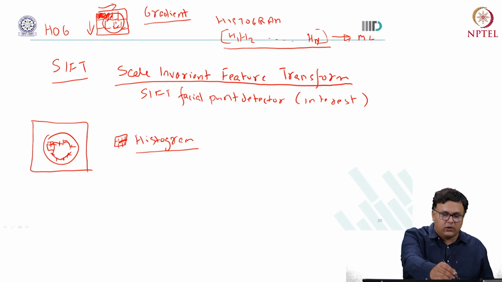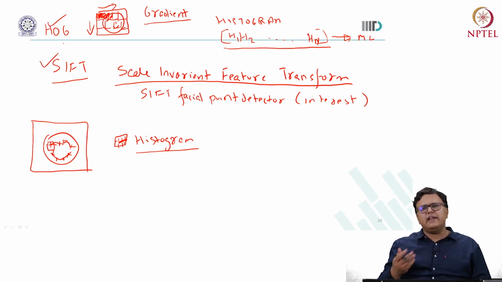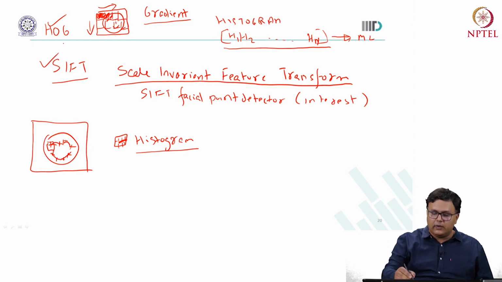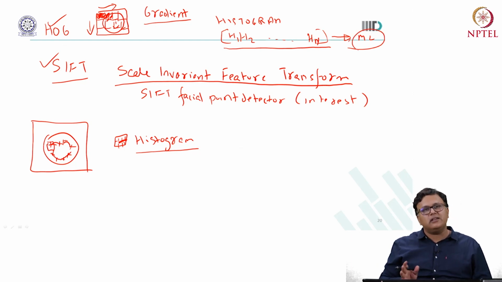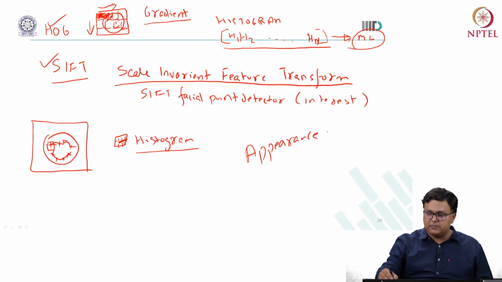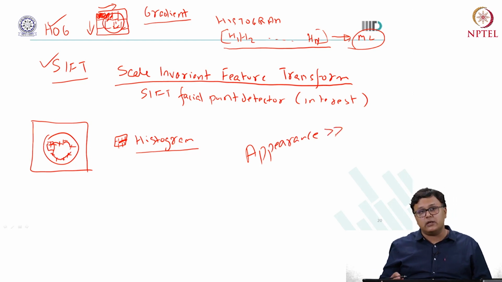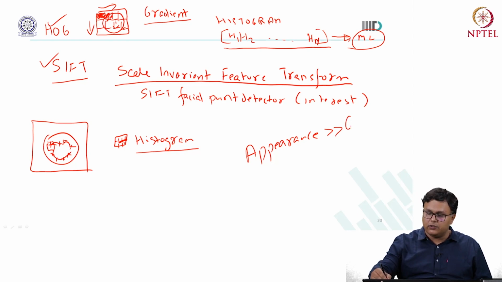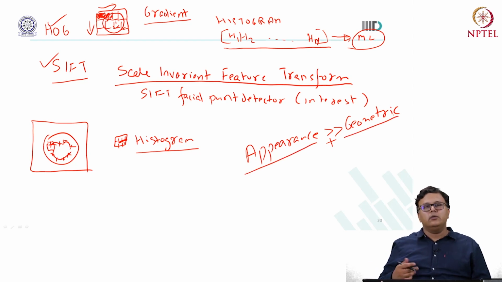So you can either use your HOG or SIFT or variants of these, and then you can learn again a machine learning system. Now it has been shown in a large number of studies that these appearance features perform much better in terms of classification accuracy as compared to your geometric features. Of course, one can do fusion as well, that is, you have an appearance feature and a geometric feature, and you then combine them before you learn a machine learning classifier.